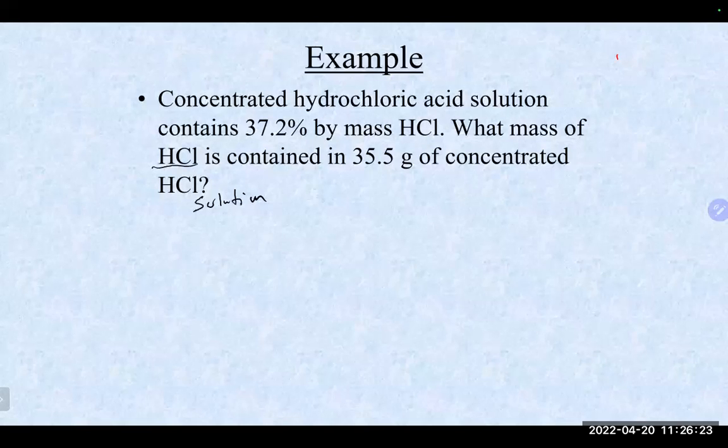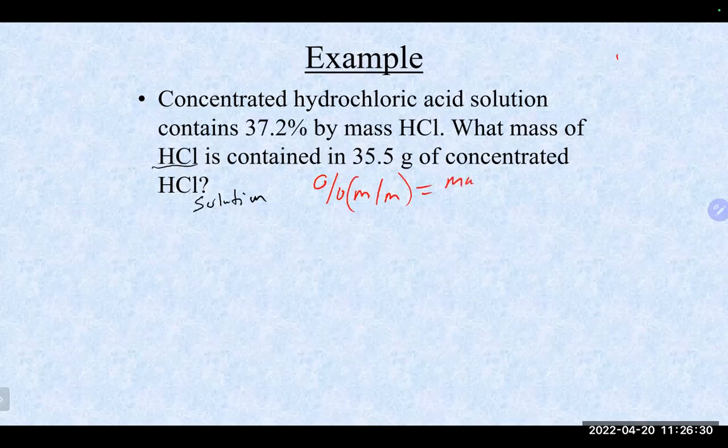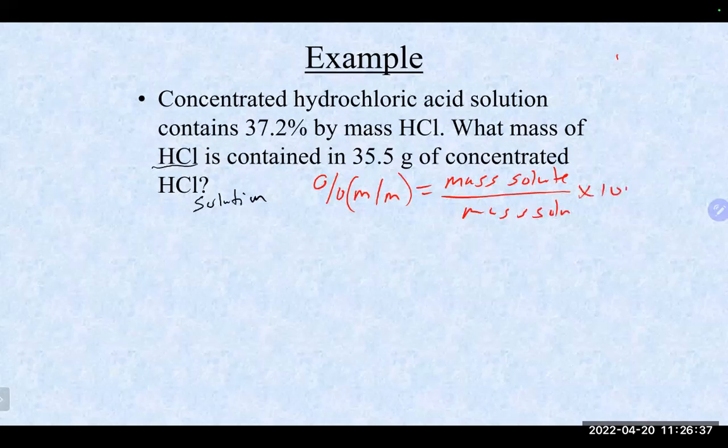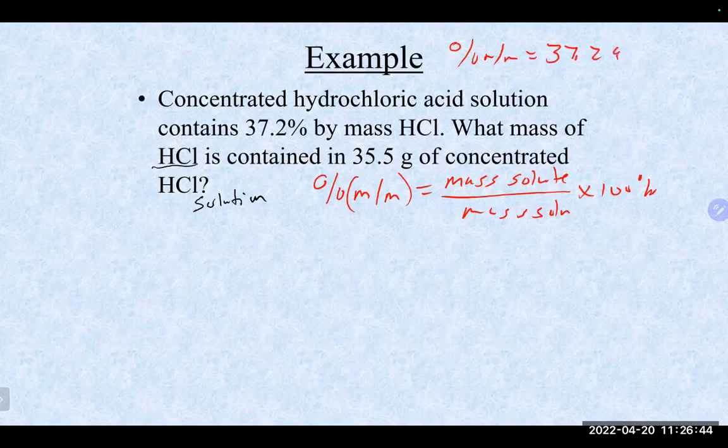Okay, so again, we're obviously dealing in percent mass to mass. So you can use the formula here: the mass of the solute divided by the mass of the solution times 100%. Here we are given the percent mass to mass, which is 37.2%. We're also given the mass of the solution, which is 35.5 grams. And we are looking for the mass of the solute.